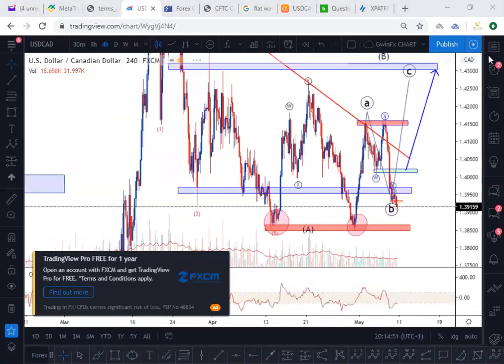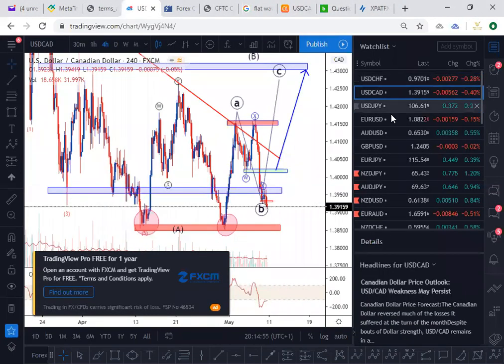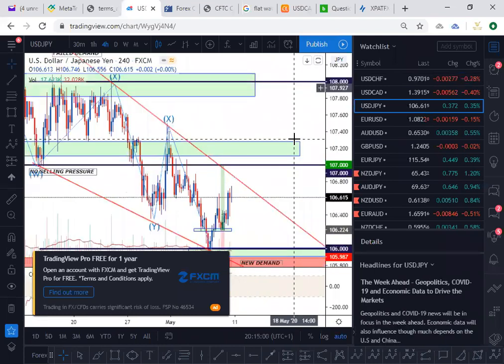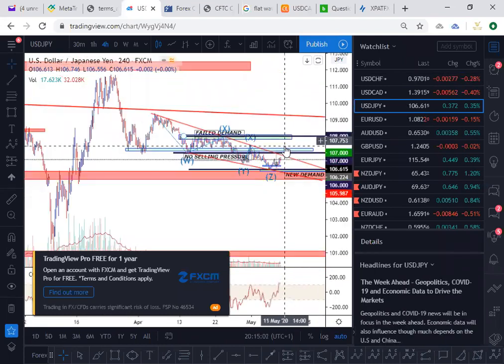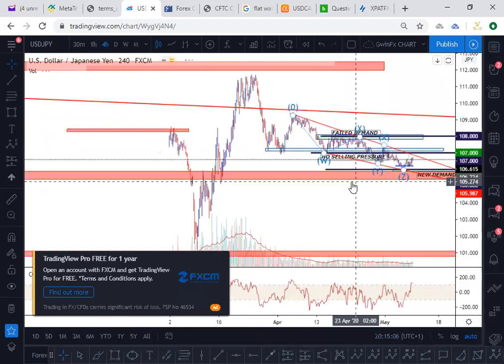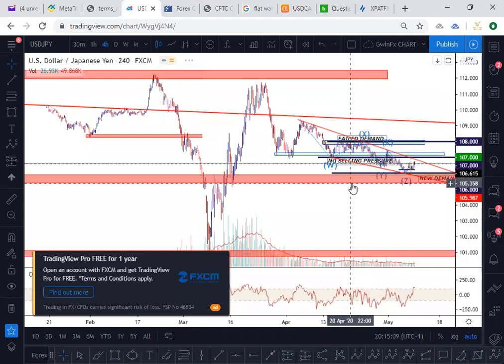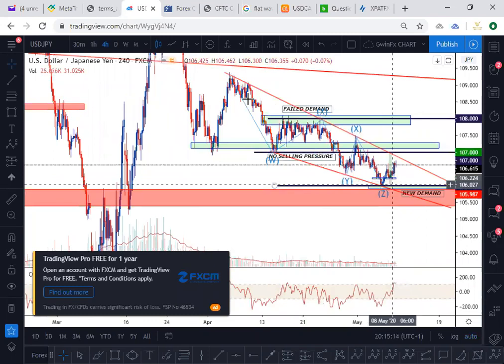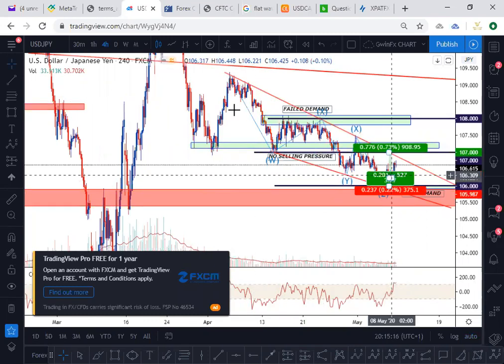All right. So let's move to the other pair, which we also had an analysis planned for this week. The other pair which we have in mind to trade this week is the USD JPY. One of the reasons why I want to be trading the USD JPY is that we could see that the market is indeed correcting, because this is a correction.